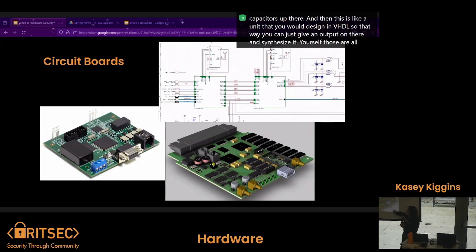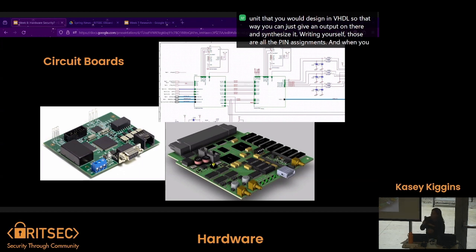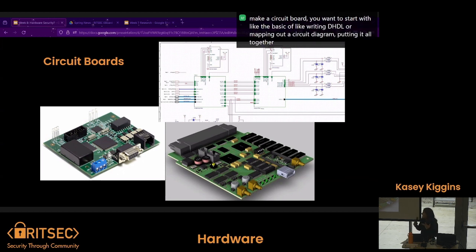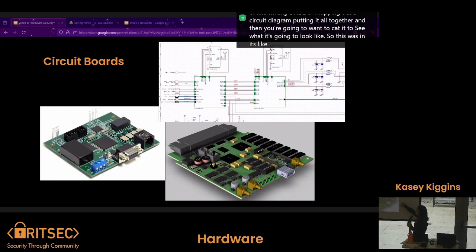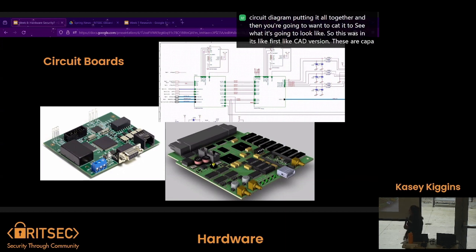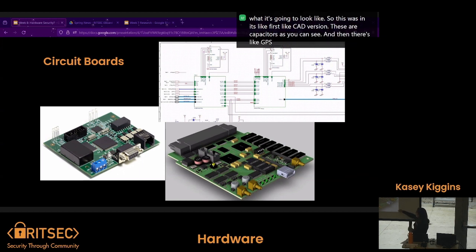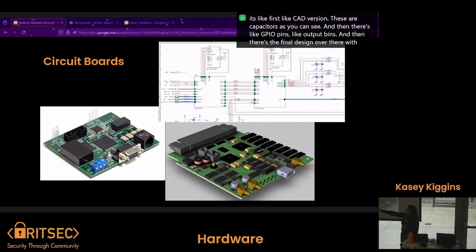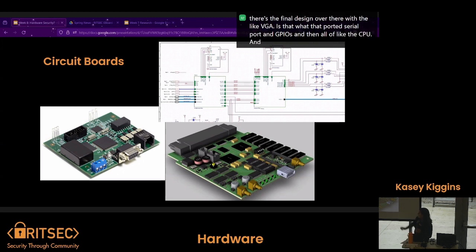Those are all the pin assignments. And when you make a circuit board, you want to start with the basics of writing VHDL or mapping out a circuit diagram, putting it all together. And then you're going to want to CAD it to see what it's going to look like. So this was in its first CAD version. These are capacitors, as you can see, and then there's GPIO pins, like output pins, and then there's the final design over there with the VGA port. Is that what that port is? Serial port, and GPIOs, and then all of the CPU and the capacitors in the corner.